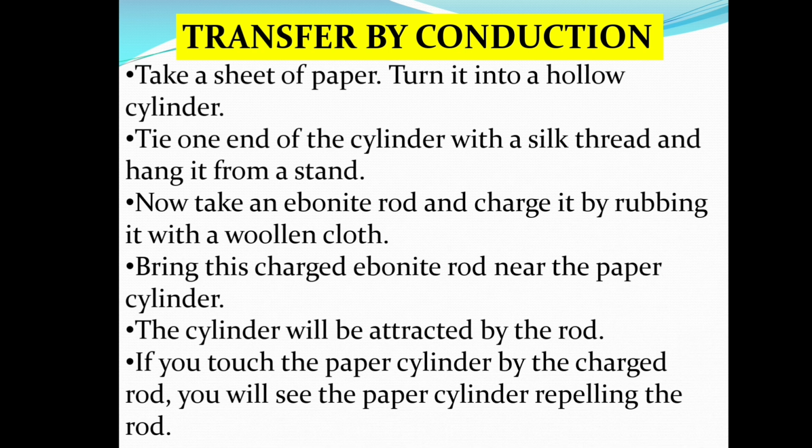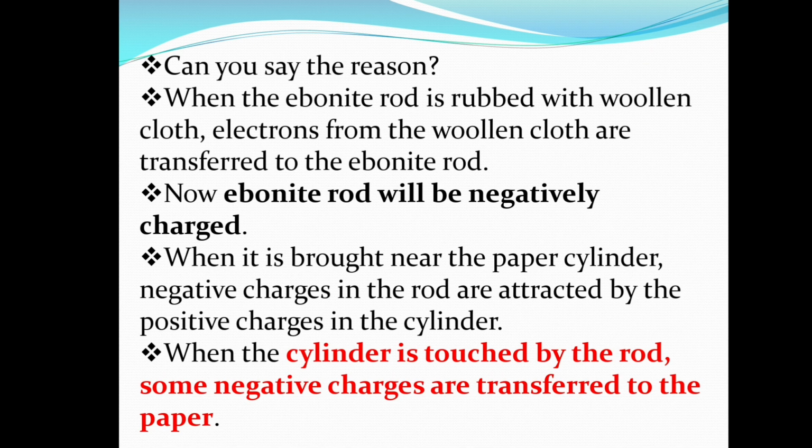If you touch the paper cylinder with the charged rod, you will see the paper cylinder repelling the rod. So, what is the reason? Can you say the reason? When the ebonite rod is rubbed with woolen cloth, electrons from the woolen cloth are transferred to the ebonite rod. So, now what will the ebonite rod be? The ebonite rod will be negatively charged.